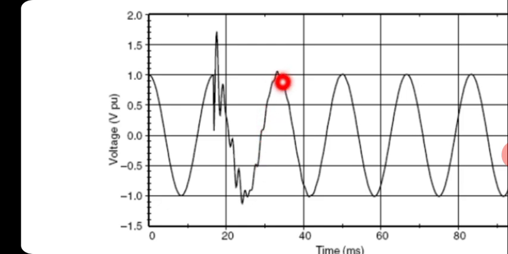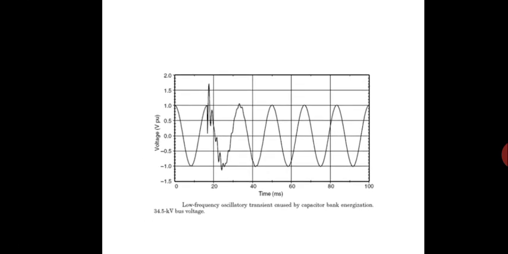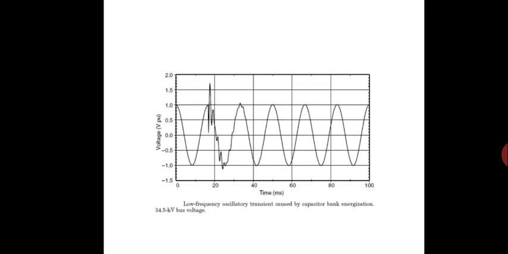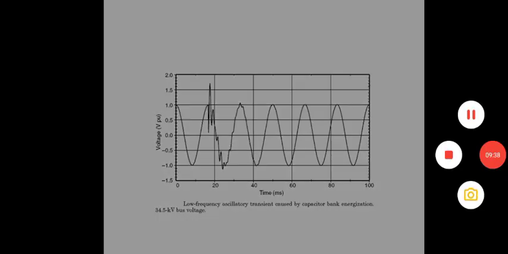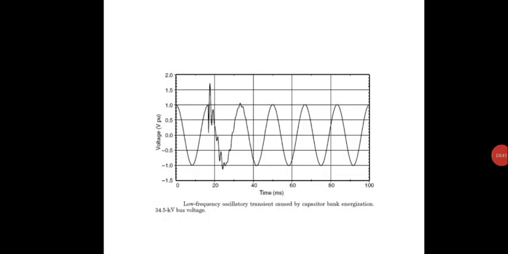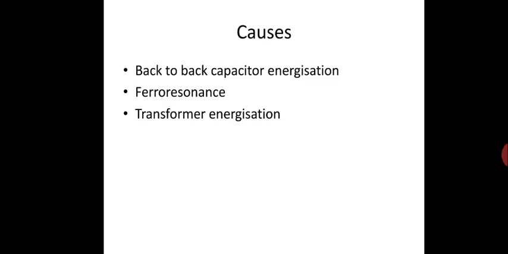After a particular time it is there, then it will return to its normal duration. So that we can call oscillatory transients. The main causes of oscillatory transients are back-to-back capacitor energization, ferro resonance, and transformer energization. These are the main causes of the oscillatory transients.